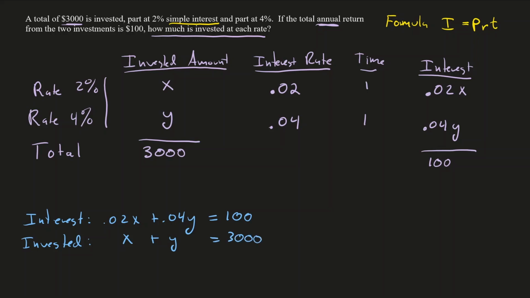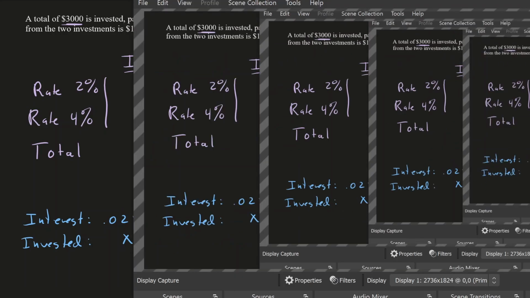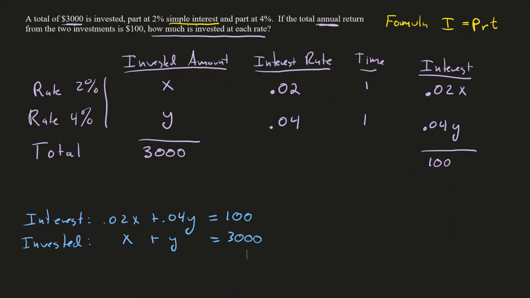So that gives us two equations in two variables, x and y. x is the amount you invested at 2%. y is the amount you invested at 4%. And so solving this system will give us the amount invested at each rate.